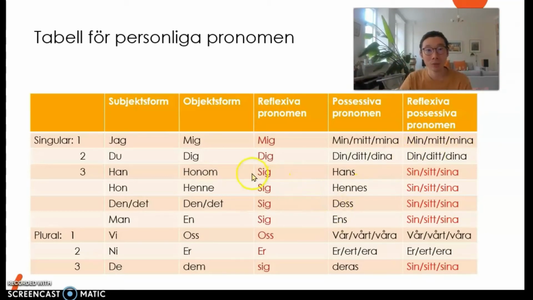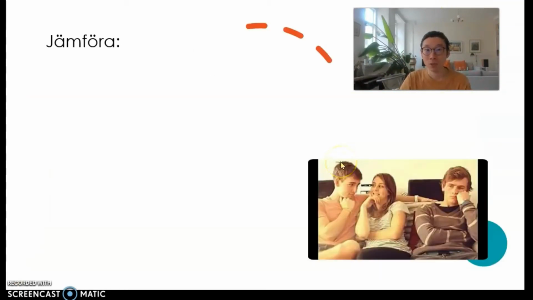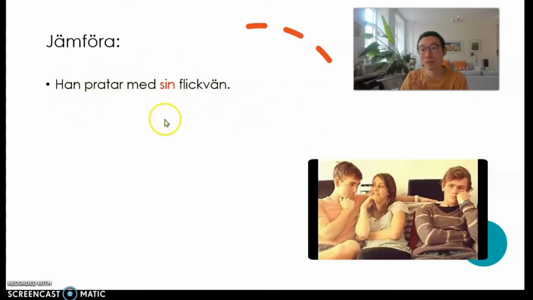So with the same picture, in Swedish, we would say han pratar med sin flickvän. Han pratar med sin flickvän. So if you say he is talking to sin flickvän, it means it's his own girlfriend.